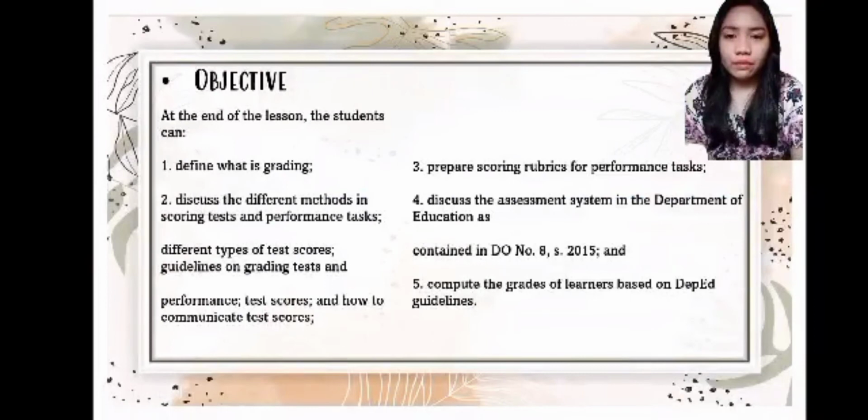So the objectives for this chapter are, at the end of the lesson, the students can: number 1, define what is grading; number 2, discuss the different methods in scoring tests and performance tasks, different types of test scores, guidelines on grading tests and performance, and how to communicate test scores; number 3, prepare scoring rubrics for performance tasks; number 4, discuss the assessment system in the Department of Education as obtained in DO number 8, series 2015; and 5, compute the grades of learners based on DepEd guidelines.